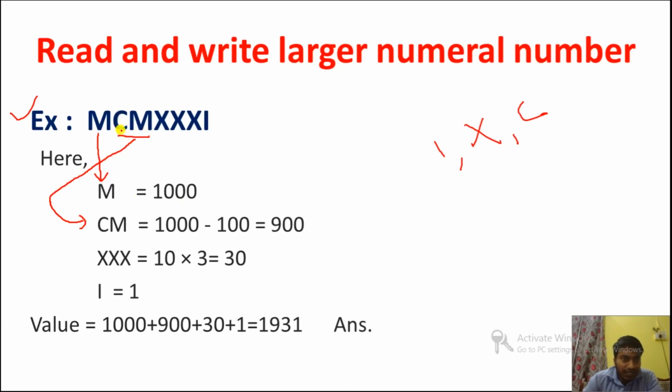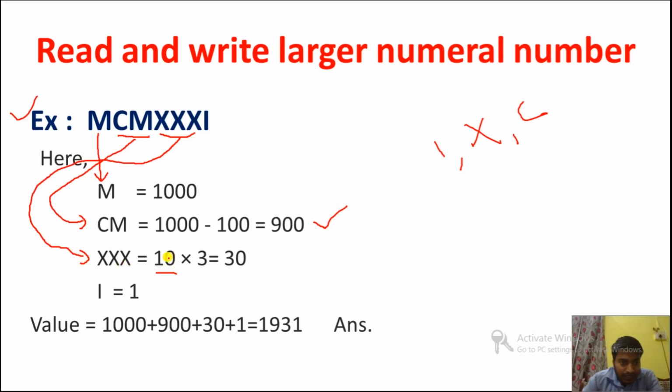Now C is written just left side of the higher value symbol, and the value of M is 1000 and the value of C is 100. So 1000 minus 100, when we subtract we'll get 900. Clear? Now come to here, X, and X is repeating how many times? 3 times.